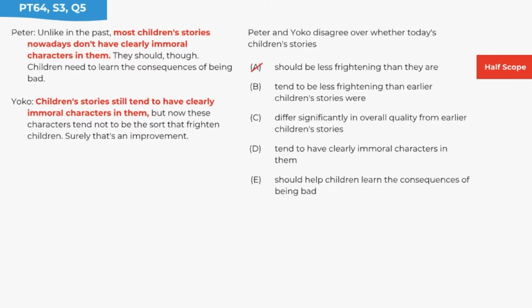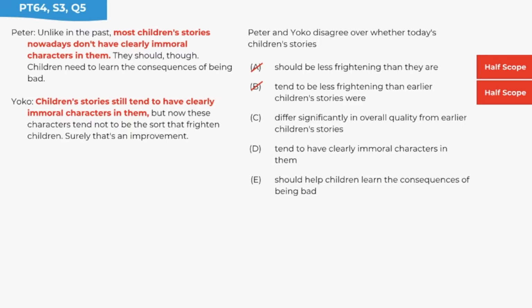So this is a half scope, meaning one of the speakers would agree with the statement or disagree with the statement, and the other person doesn't come down on the issue. So Yoko addresses this point, Peter does not, and so this is half scope. Answer choice B says, tend to be less frightening than earlier children's stories were. And again, this is the same issue. Yoko comes down on this issue, but Peter doesn't, so this one's half scope.